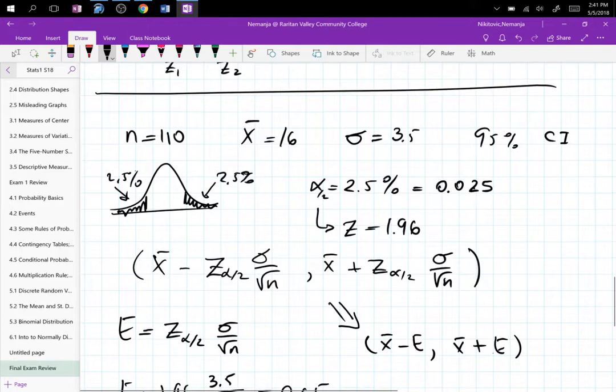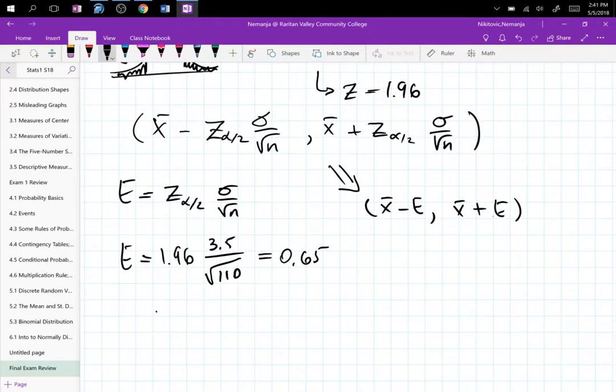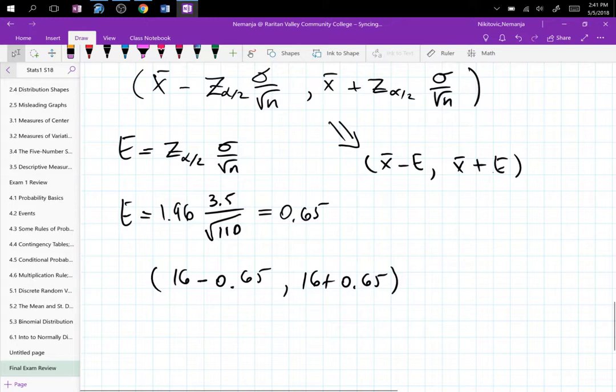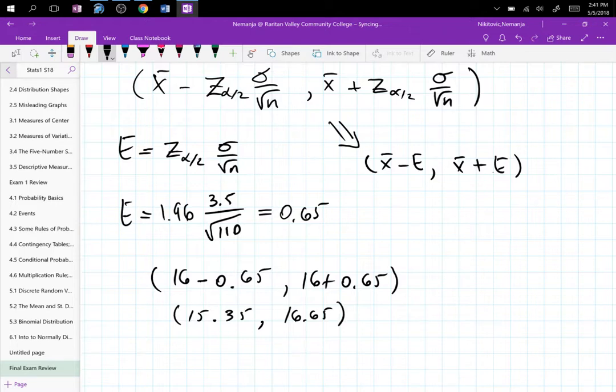0.65. So now I have that x bar is 16, so it's just 16 minus 0.65 and then 16 plus 0.65, which is 15.35 to 16.65. There we go. Ounces.